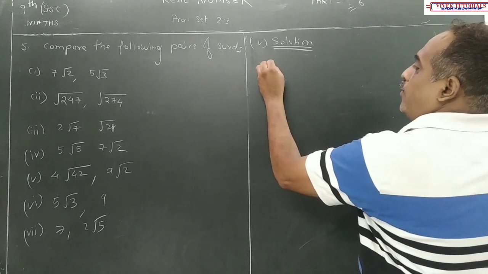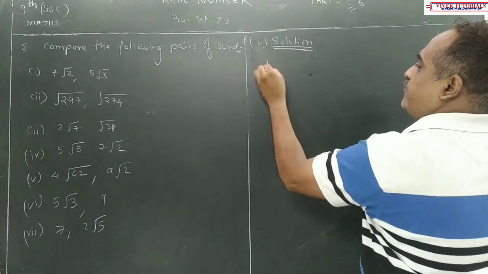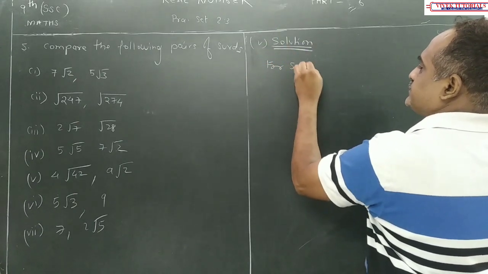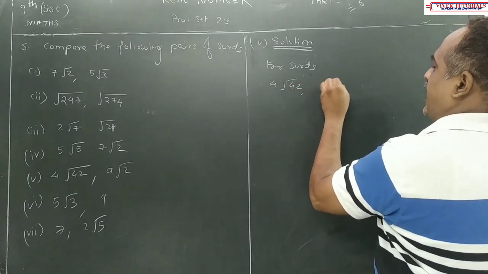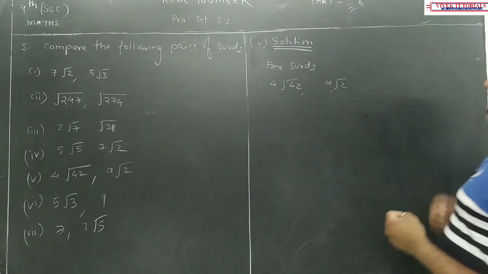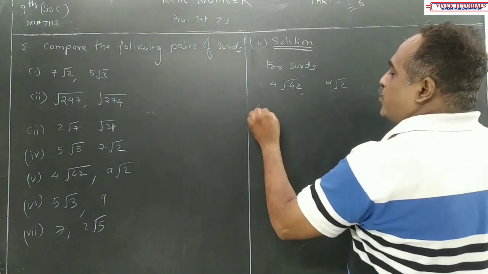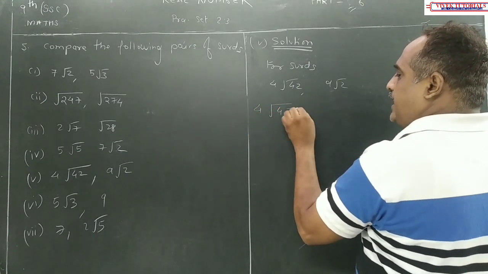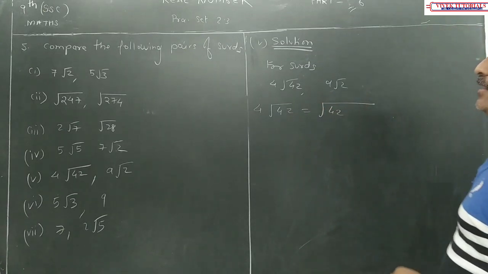Now 4 root 42, sorry, I am going to write for surds 4 root 42 and 9 root 2. Both are mixed surd. You are going to convert into what? Simple surd. How to do it? Root 42 is there. So 42 is already inside the.